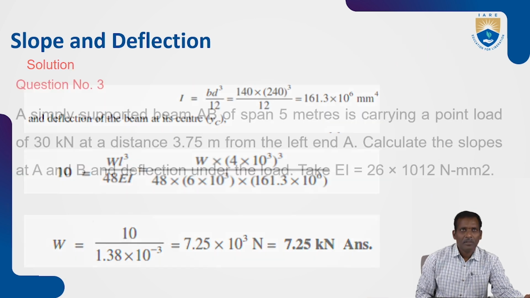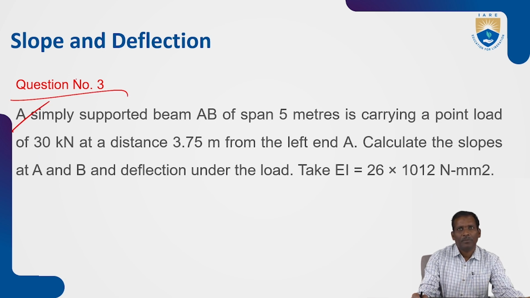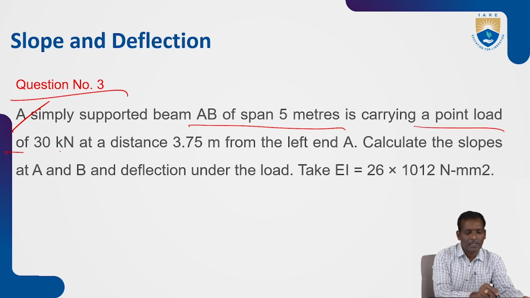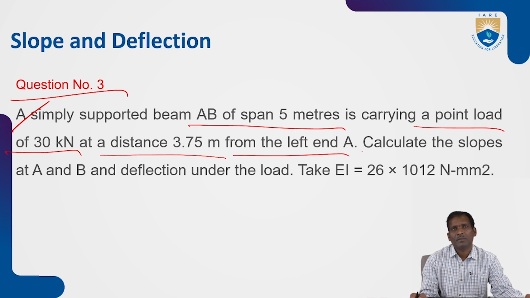Next, in problem number 3, question number 3: a simply supported beam AB of span 5 meters is carrying a point load of 30 kilonewtons at a distance of 3.75 meters from the left hand A. Here, what he has asked in this question is to calculate the slopes at A and B and the deflection under the load.